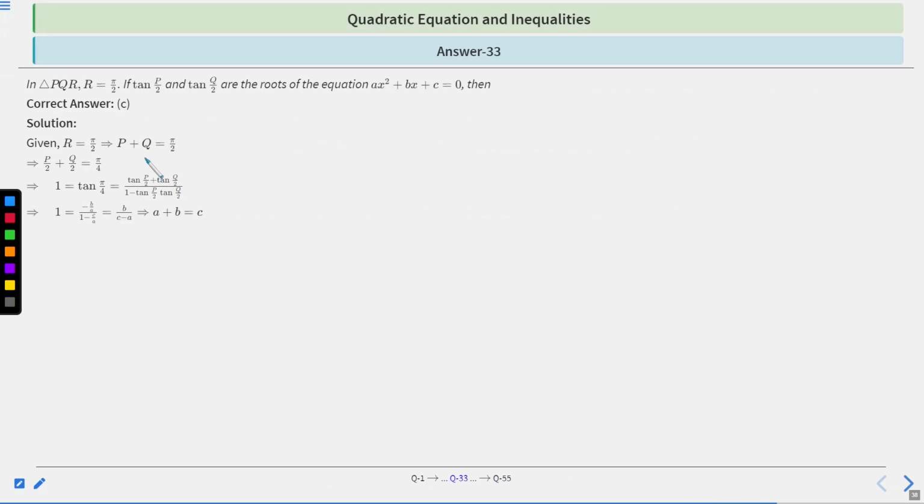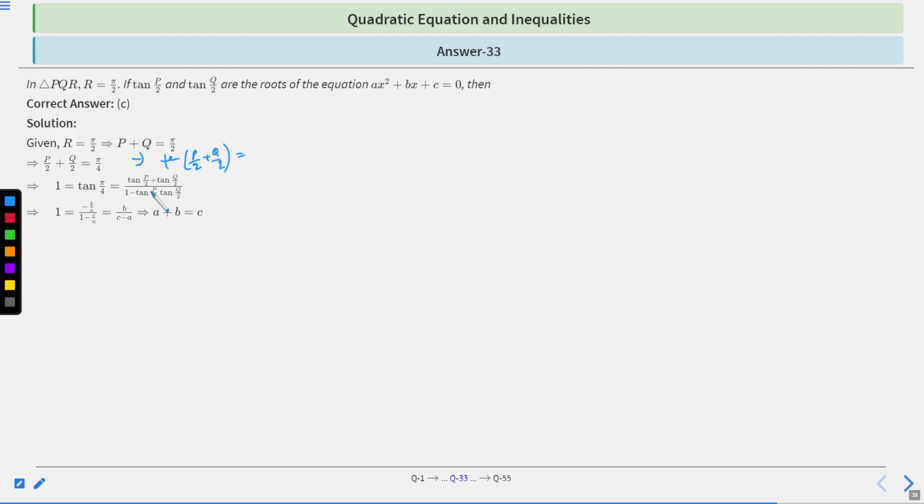Now, given R is equal to pi by 2, right? So P plus Q will also be pi by 2, right? Because sum of all the angles of a triangle is 180 degrees. So P by 2 plus Q by 2 is pi by 4. Now, sum of roots. Take tan both sides. tan of P by 2 plus Q by 2 is equal to tan pi by 4, right? tan pi by 4, which is equal to 1.